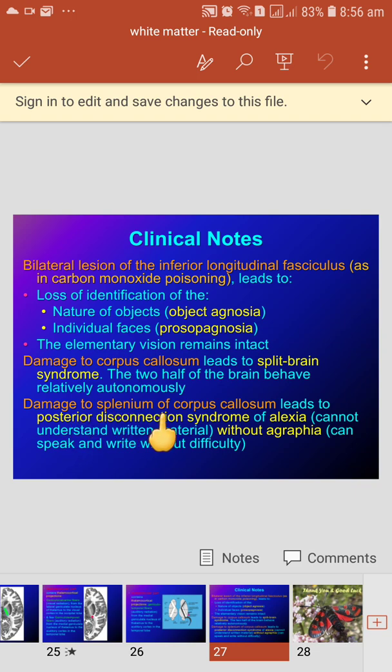If there is damage to the splenium of the corpus callosum, it leads to the posterior disconnection syndrome of alexia. Means the patient cannot understand written material, without agraphia; they can speak and write without difficulty.